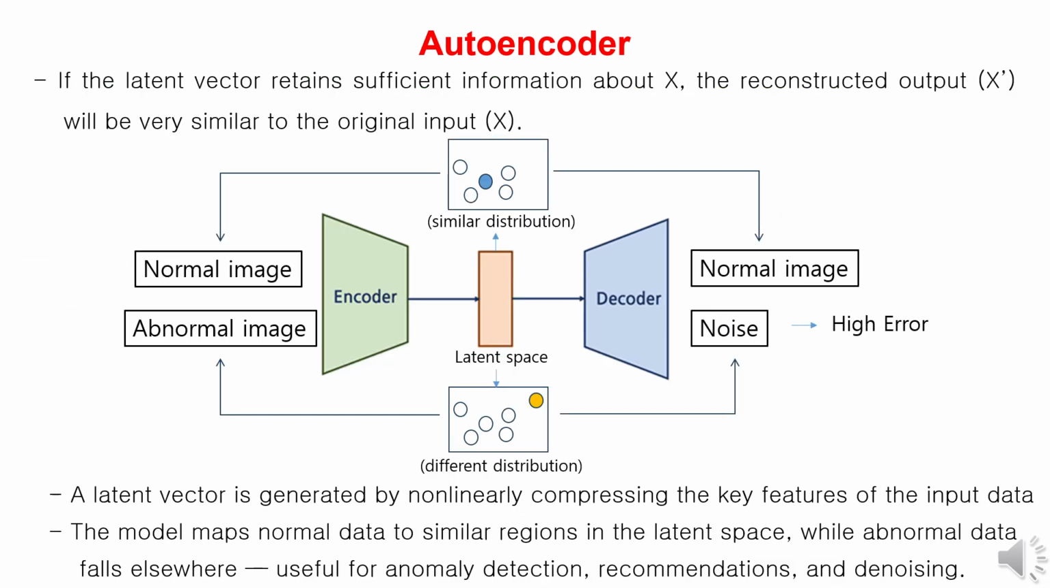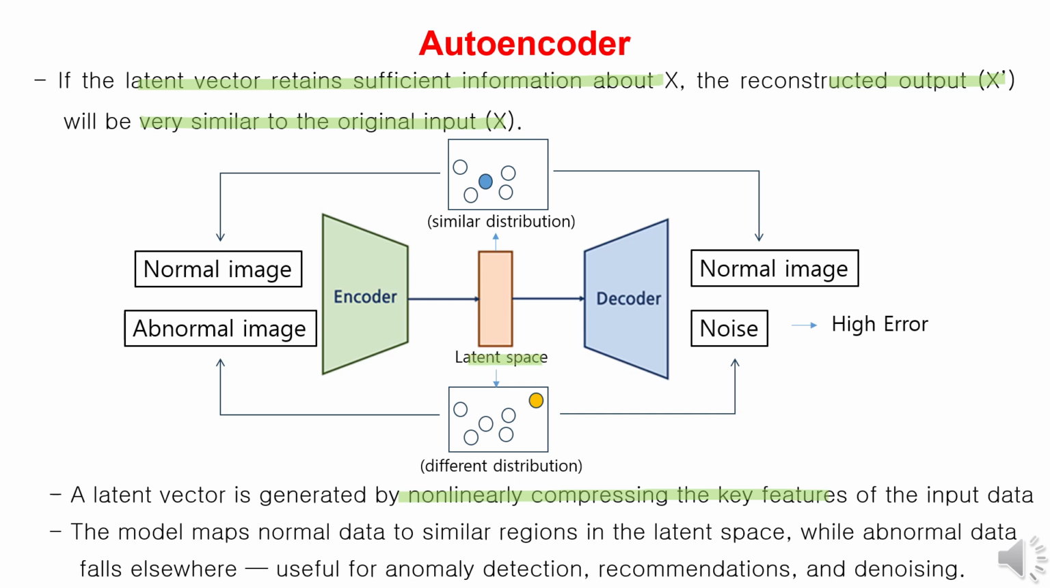So, the latent space plays a crucial role in an autoencoder. If the latent vector effectively captures the information of the input data X, then the reconstructed output X prime produced by the decoder will be very similar to X. In other words, the autoencoder non-linearly compresses the essential features of the input data into the latent vector.